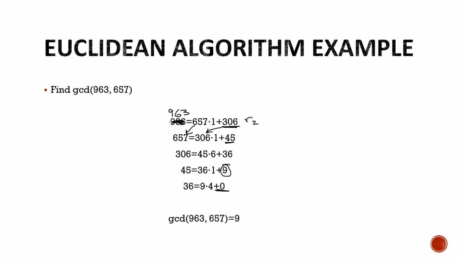I'm going to give you some practice problems to try doing it. And then I'm going to ask an interesting question. Can we go backwards? And this is a fun question. Can I go backwards so I can write that 963 times some number, we'll call it J, plus 657 times some number K is equal to 9? Can I do that? And the answer is you can. And we'll come back and talk about that more, but that's part of your question now to answer in the discussion board.